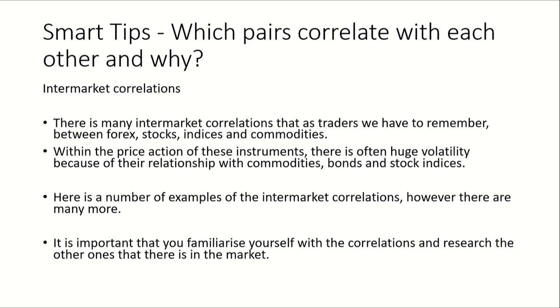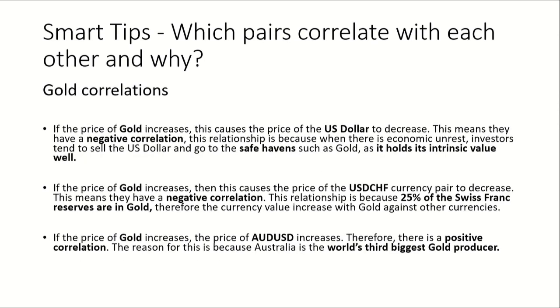Within the price action of these instruments, there is often huge volatility because of their relationship with commodities, bonds and stock indices. Today we're going to be going through a number of examples of the intermarket correlations. However, there are many more that we have to be aware of. It is important that you familiarise yourself with the correlations and research the other ones that there are in the market. So firstly, we're going to start off with gold correlations.